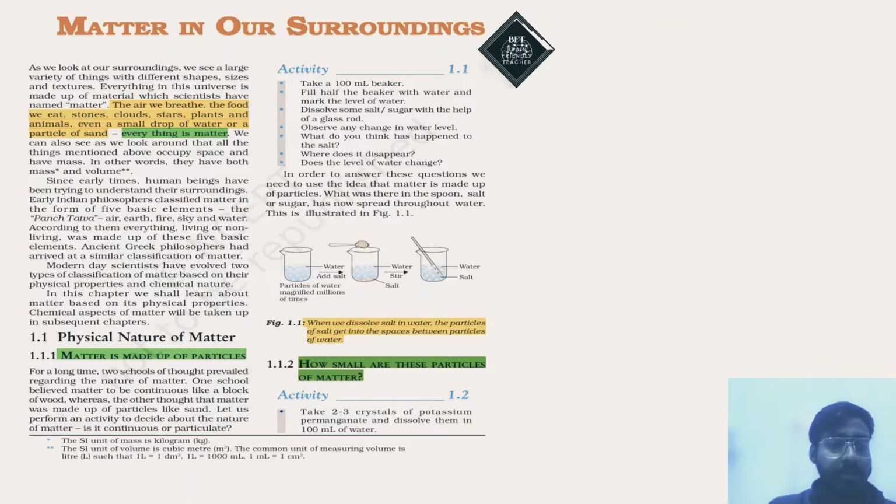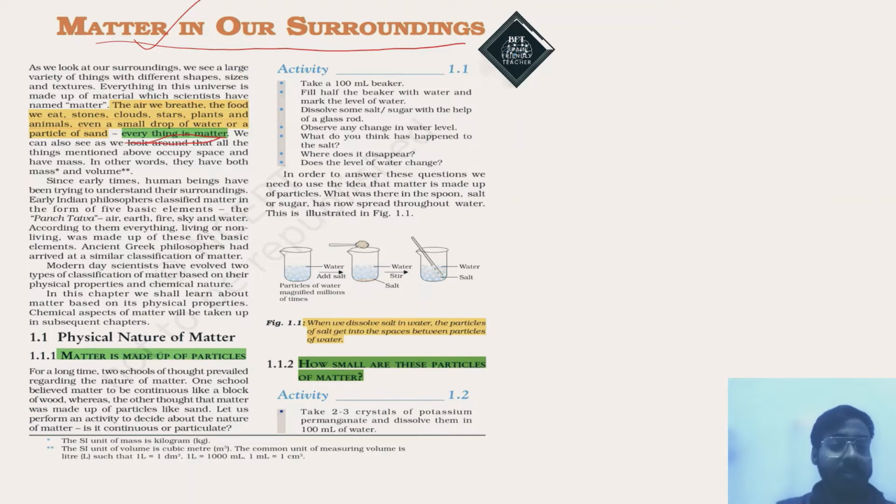So here you can see matter in our surroundings. So what is matter? Firstly, let's see. Matter is each and everything which is around us. Like you are having a smartphone, you are having drinking water, you are having a pen, each and everything, the air we breathe, the food we eat, stones, clouds, stars, each and everything. Even a particle of sand is also matter. So everything is matter.